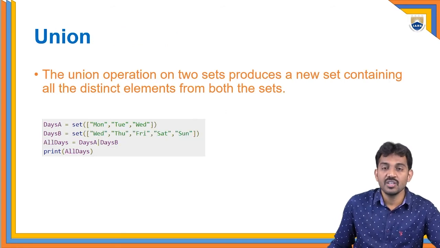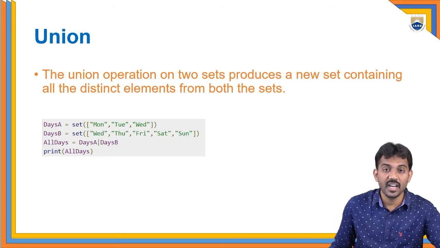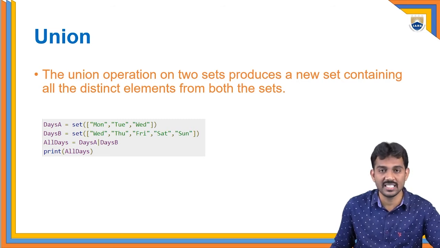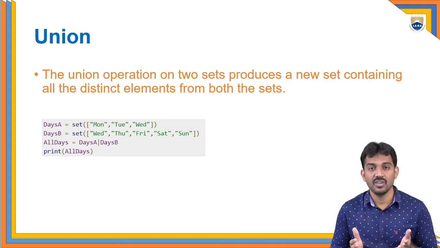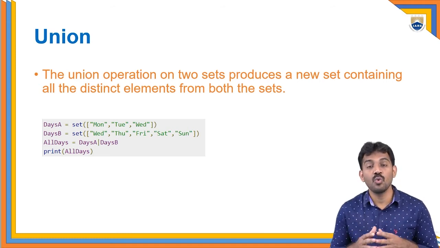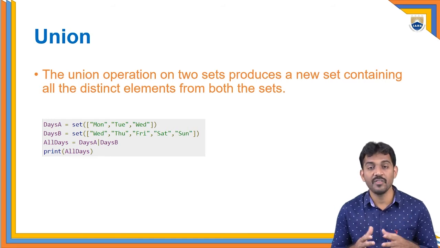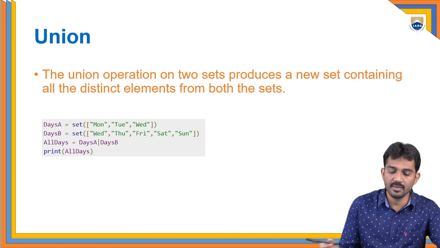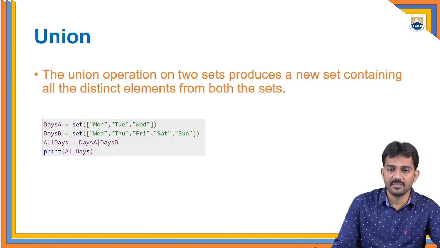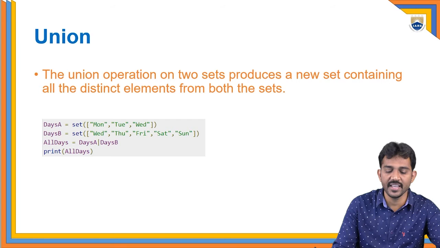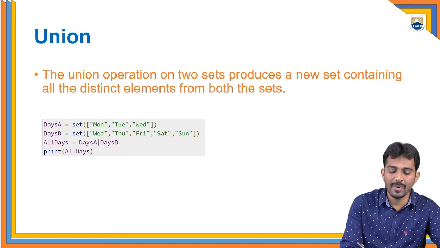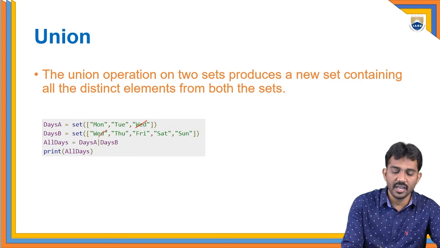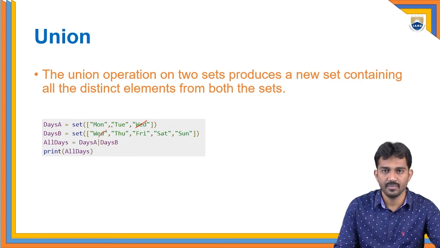And union. These are union, intersection, difference. These are the operations available with sets, right? Union means the combination of the two sets, with the common elements counted once. For example, here Monday, Tuesday, Wednesday is there, right? And the second one has Wednesday, Thursday, Friday, Saturday, Sunday. So in the final set, Wednesday will appear only one time, right?